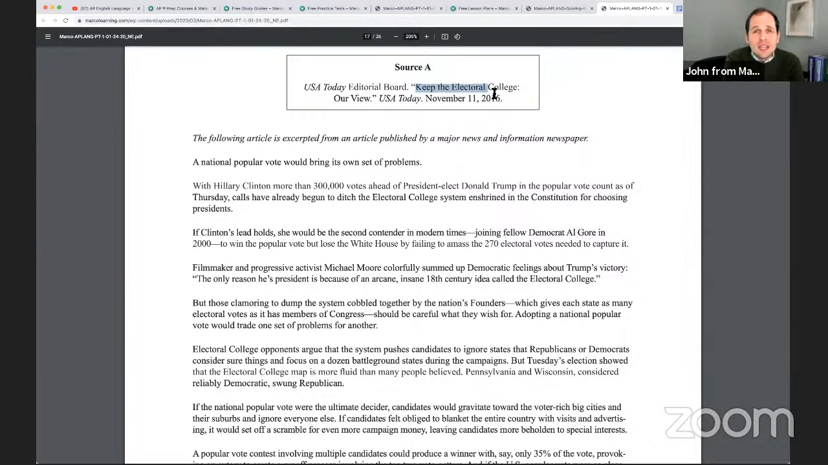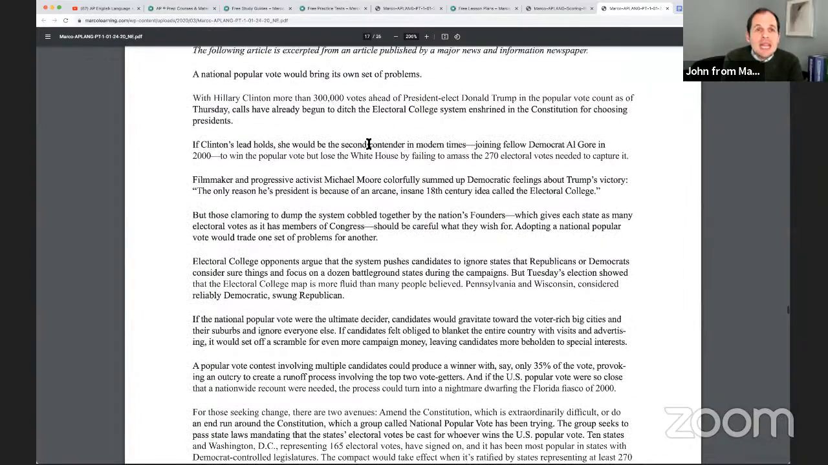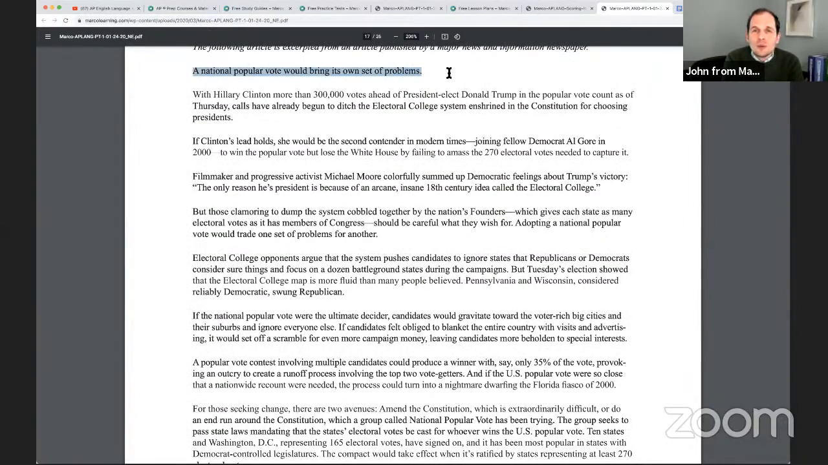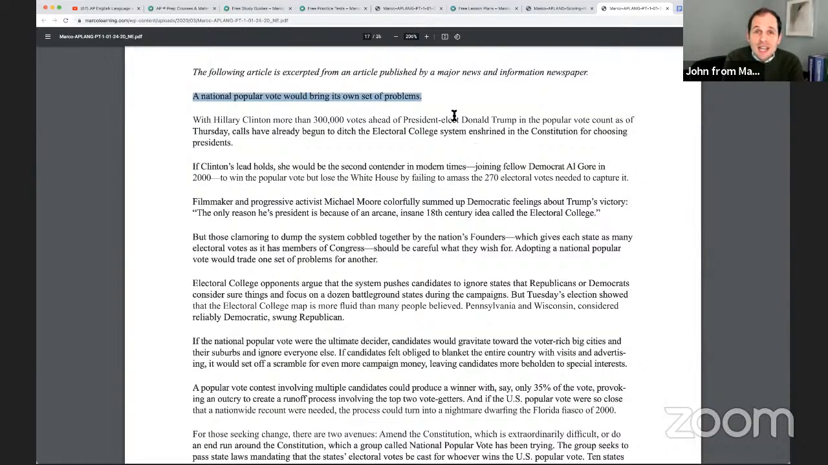I know the argument before I've even begun reading it. And then it tells me the following article is excerpted from an article published by a major news and information newspaper. So very straightforward, USA Today has given me this article. A national popular vote would bring its own set of problems. So this is an excerpt and a valuable one because it's telling me exactly what this section is going to be about, that the national popular vote has its own problems. So it goes through all of this, et cetera, et cetera.